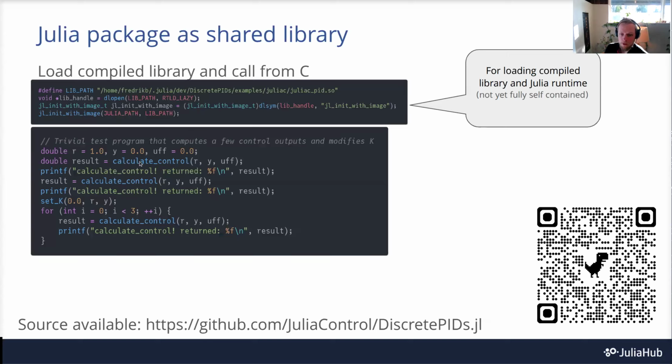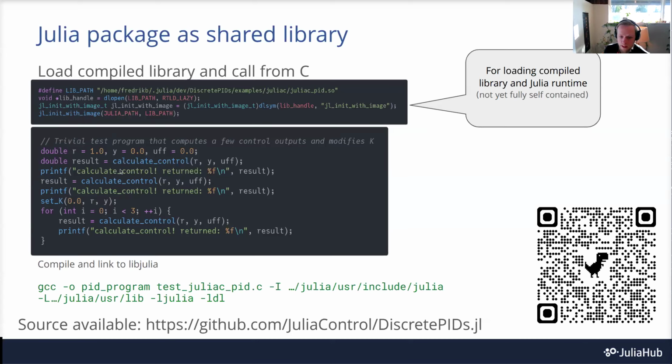And then I have a very simple test program here that just calculates a number of control signals. So I specify a reference, a measurement, and a feed forward signal, and I pass those into the calculate_control function here. So this is now C code that is calling the Julia function calculate_control, and I print the result and so on. And then I call a few of the other functions in the shared object file just to test that it works.